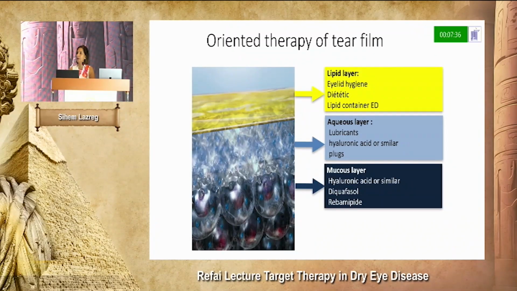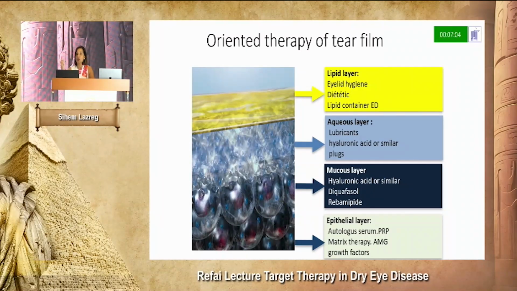If we are in a situation of mucus deficiency, and this is the most undiagnosed one, we need to use hyaluronic acid, diquafosol or rebamipide, which are mucus secretagogues, or we now have mucus mimetic eye drops. I will not name one of them, I don't have any interest, but we have, for example, a mucomimetic eye drop.